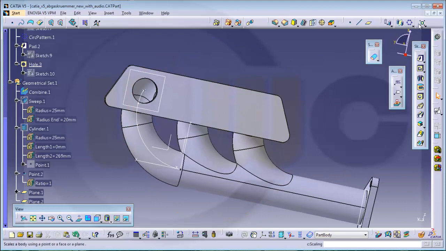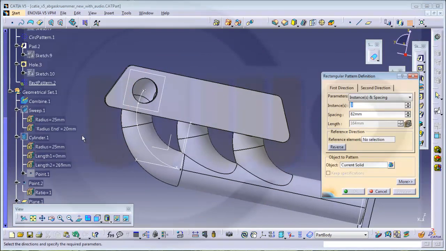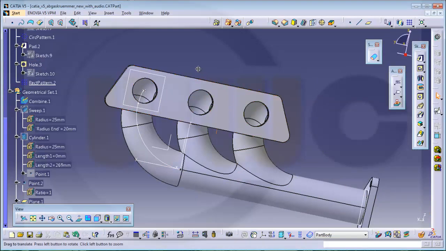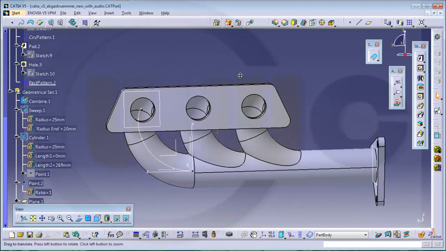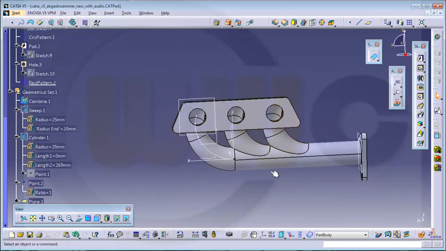Then I need a pattern, and I want to pattern this whole 3 instances. Spacing is 82, direction is this one. Reverse it, and I don't want to pattern the complete solid, but just the whole 3. Keep specifications and OK. Nice, and I'm almost done.